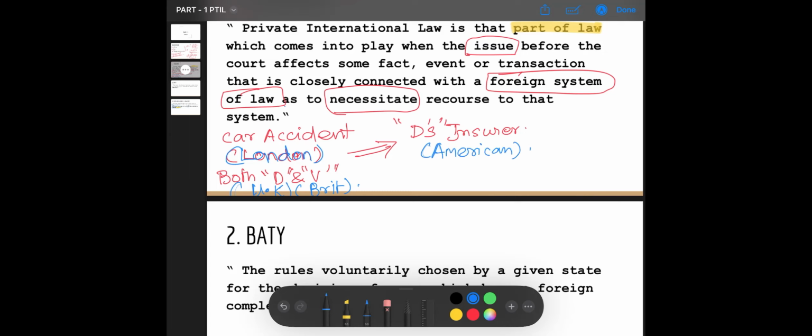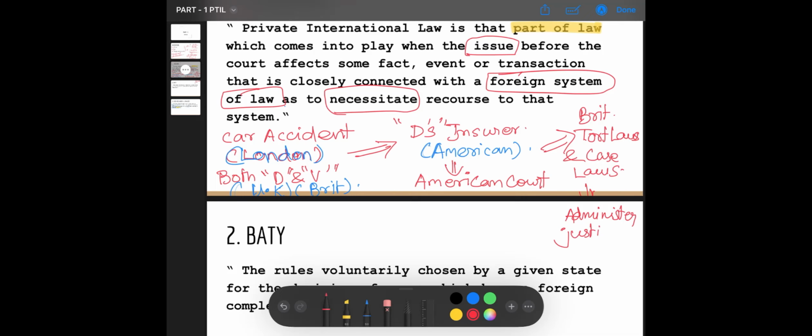So what happened is the suit was filed in an American court. What will the American court do now? The American court used British tort laws and case laws to administer justice to the case.